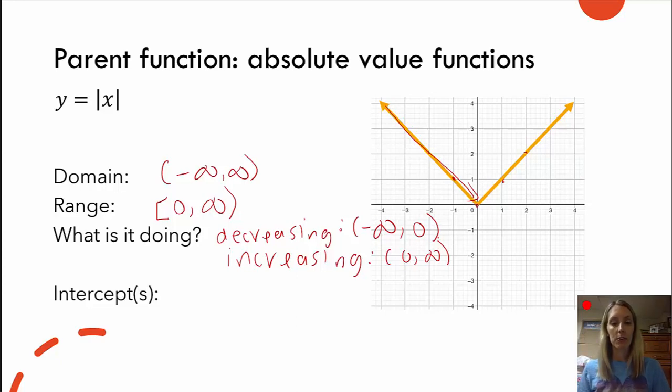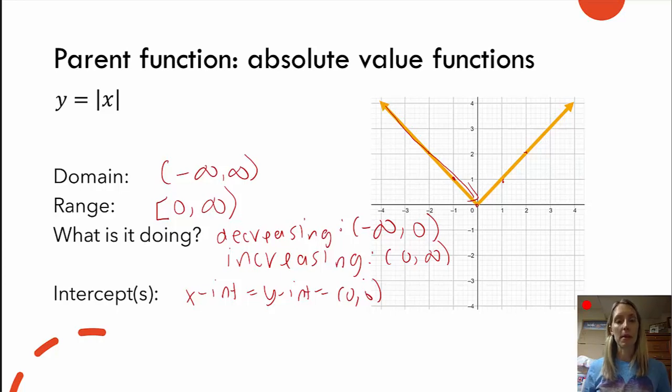Okay, and then what are the intercepts? Well, in this case, there's only one place where it hits either axis, and that's the origin. So we would say that the x-intercept is equal to the y-intercept, which is (0, 0). And again, what we want to really focus on in this video is the shape of each type of parent function, because then when we get to transformations, we basically have to remember this shape and just move it around the graph.